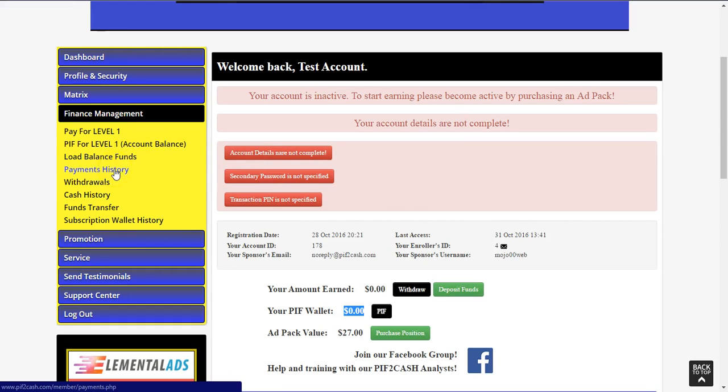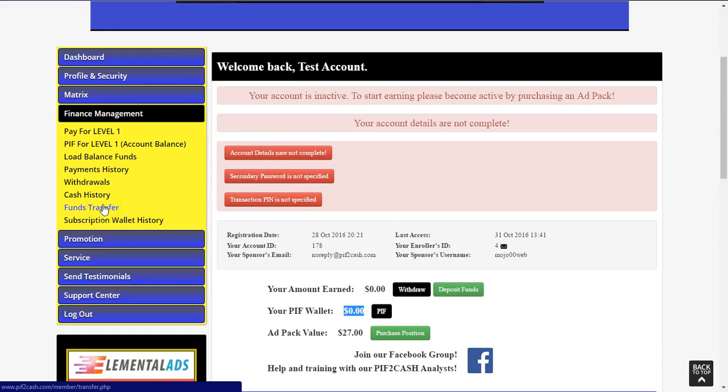Payment history, this will tell you all the payments that you have. Withdrawals, again, this is the same thing as the withdraw button. It's going to help you look at what you have withdrawn, if it's been paid and so on and so forth. Cash history, again, that's everything with payments that you've made, payments that you've received from matrices that have earned for you, and so on and so forth.